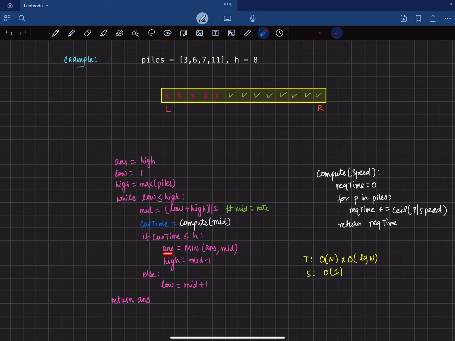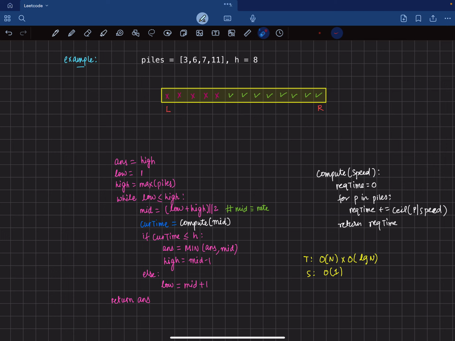And before I do that, I make a comparison between answer and the mid value. Mid value over here is what? It is the mid speed, the rate at which Coco was eating, okay? And this mid value, it is bounded within the lower rate and the high rate of her speed, okay? And we make a comparison, store the minimum value in the answer, move the high pointer to mid minus one.